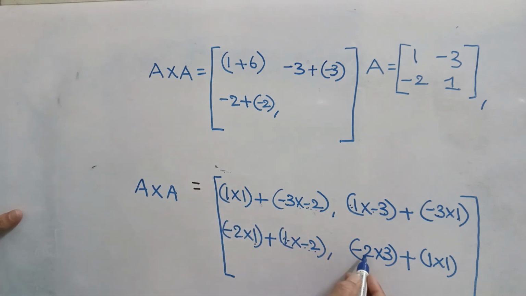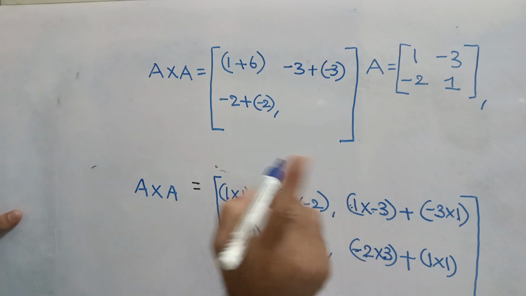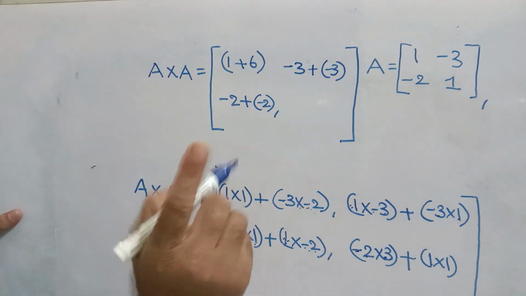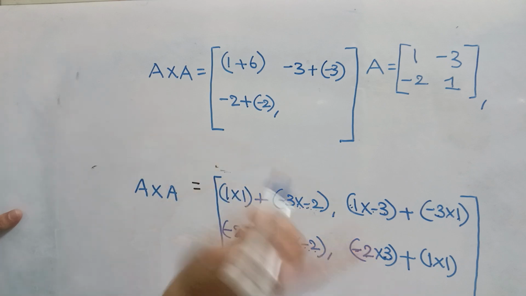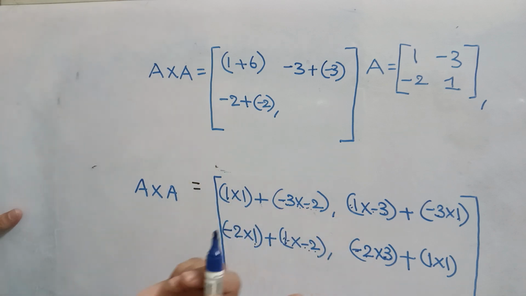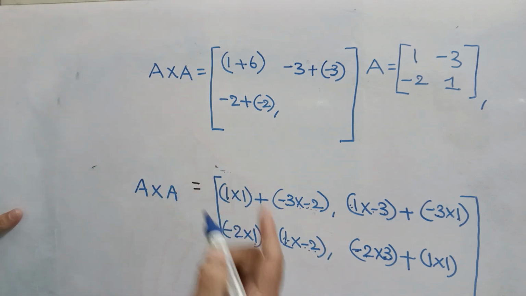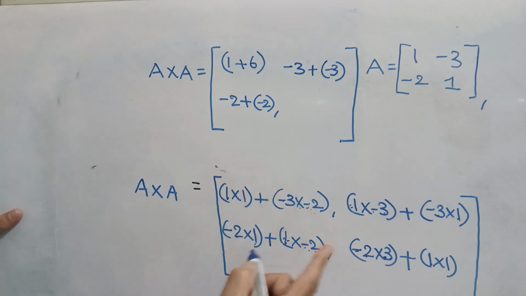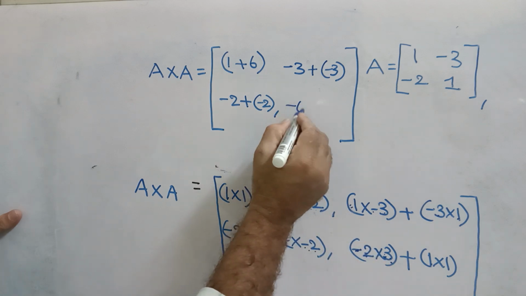Coming to the fourth element, minus 2 into 3, how much? What is the sign of 3? Plus. So minus is multiplied with the plus symbol. Minus into plus is minus. Similarly plus into minus is also minus. Minus into minus is plus. Plus into minus or minus into plus, both are minus only. Therefore here minus into plus is minus. 2 into 3 is 6. Therefore it is minus 6.